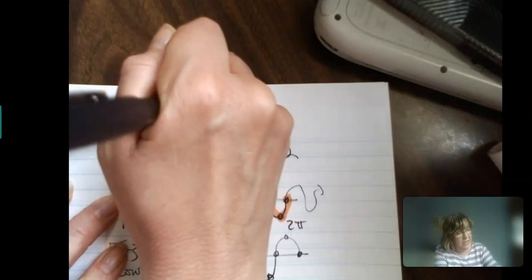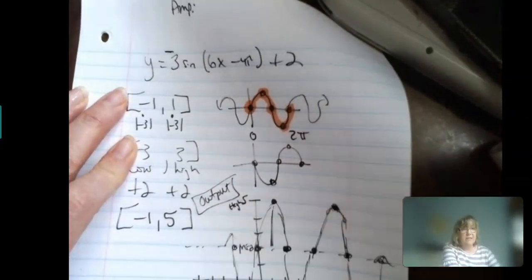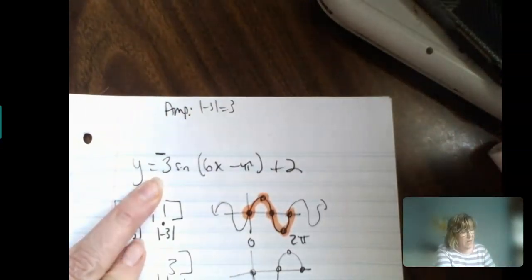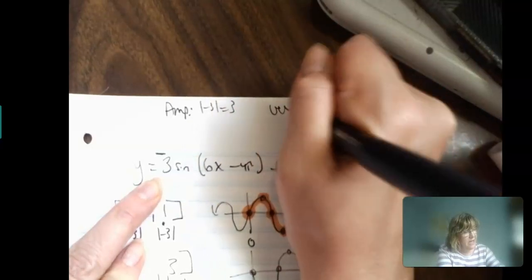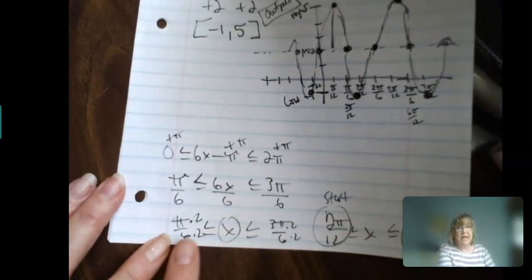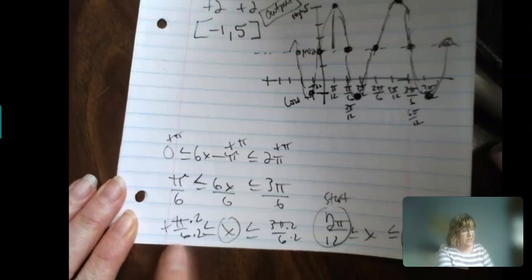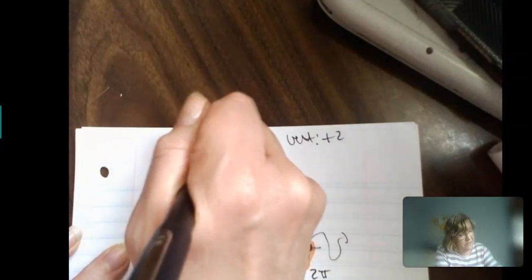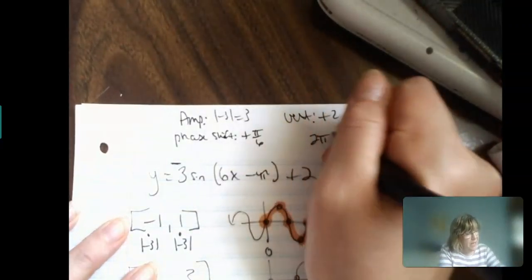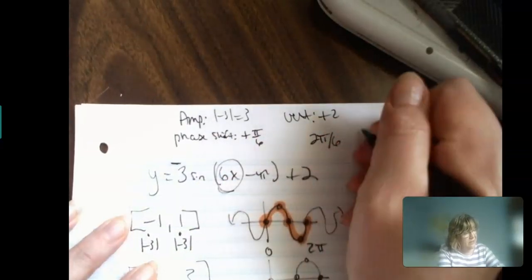The amplitude is the distance from the mid to the high, in absolute value, so that would be 3. That's this guy. Vertical shift is up 2, right? It's going up 2. Your phase shift, if you solve this, is pi over 6 plus pi over 6, or you could say positive 2 pi over 12, but it's to the right pi over 6. So phase shift is plus pi over 6, or to the right pi over 6. Your period is 2 pi divided by the coefficient of x. So that's pi over 3 is my period.